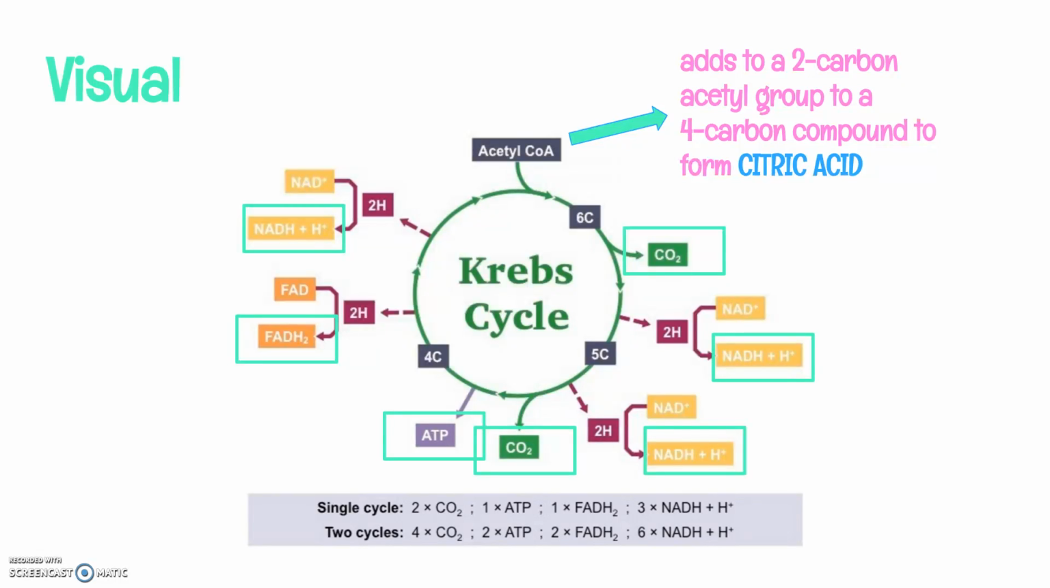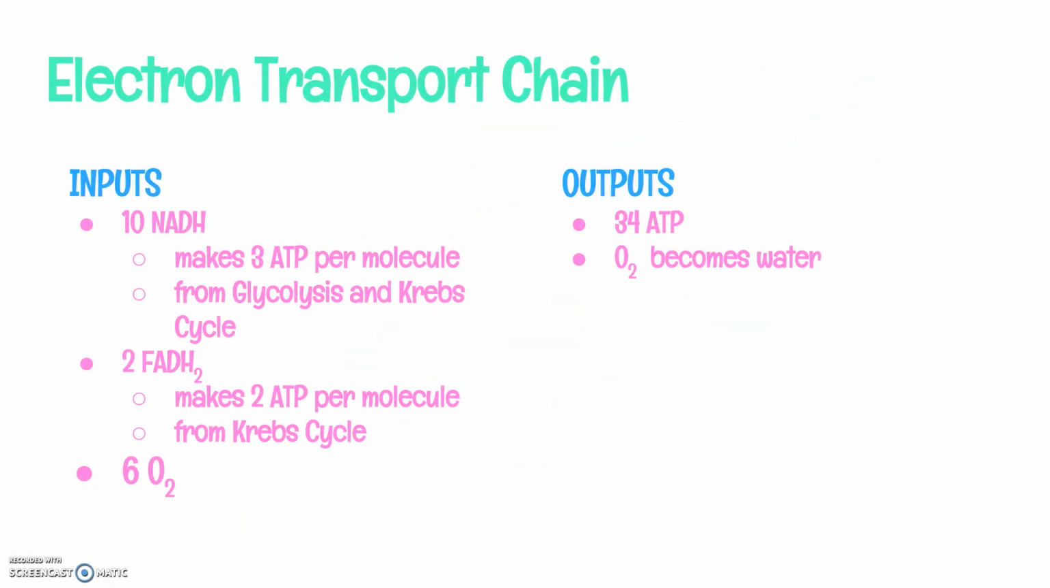You can see the inputs and outputs. One other important thing is the acetyl. That is a major contributor to producing citric acid, which is another important part of this whole respiration process. Some of the NAD plus can come from there and other important compounds. And then the third step, electron transport chain.